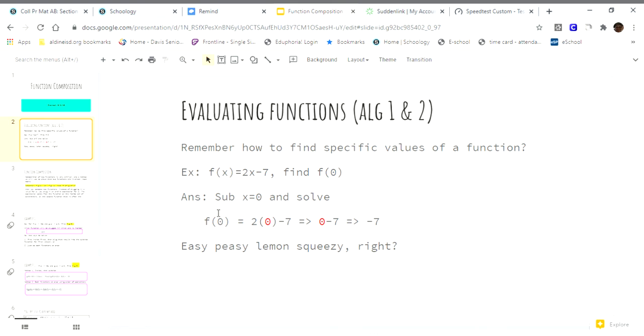Okay, so then you just plug and chug, substitute in this value inside the parentheses for that x, and you solve using the order of operations. So if it's f of 0, that means that this x right here in the original becomes a 0. So 2 times 0 minus 7, well, 2 times 0 is 0, 0 minus 7 is negative 7. So that's the super basic level that you learned back in Algebra 1. Okay, just evaluating. Plug what's inside the parentheses into the function for the x.